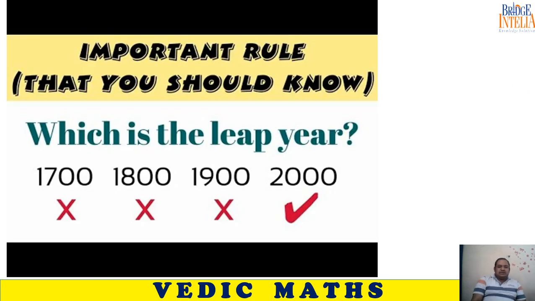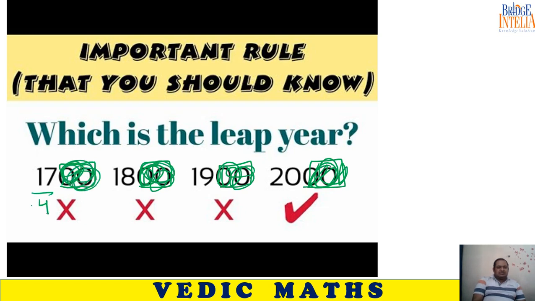Which of the following is not a leap year? You can understand the last two digits are 00 and here also 00, so you cannot choose them. Basically you have to do the divisibility test on the first two digits. Is 17 divisible by 4? No. 18? No. 19? No. 20 divisible by 4? Yes. Therefore, a tick mark here.